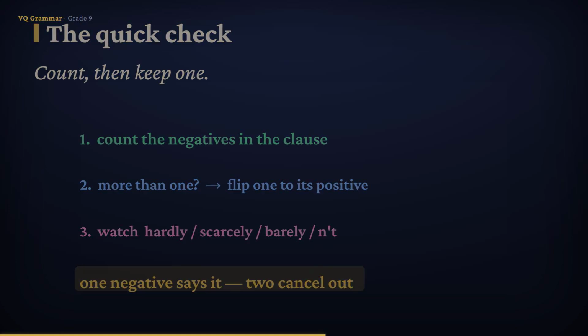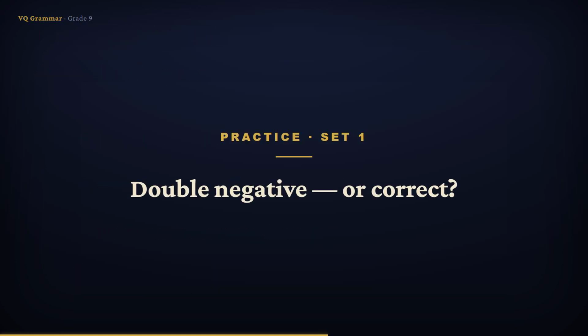Let's practice. In this first set, I'll show you a sentence, and you decide. Does it contain a double negative, or is it already correct with just one negative? Remember to watch for the sneaky ones, hardly, scarcely, and barely. Pause the video and try each on your own before I reveal the answer.